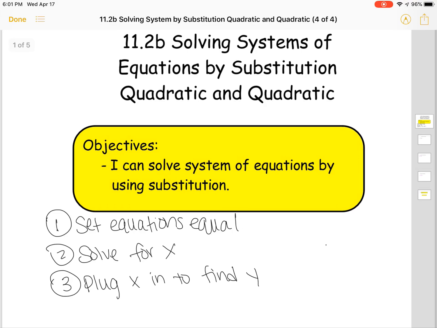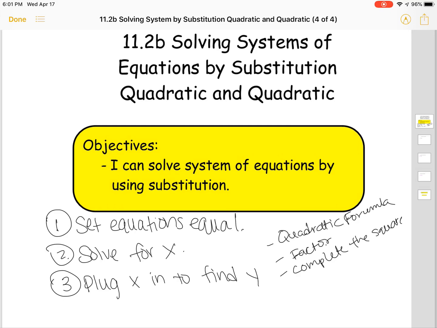We want to set our equations equal to each other. Then we solve for x. We could use our quadratic formula, we could factor, we could complete the square, or whatever you prefer. Remember, you get to choose your method, but make sure that you are very, very comfortable with these methods. If you always want to use the quadratic formula, go ahead and always use the quadratic formula. It, again, is up to your personal preference.